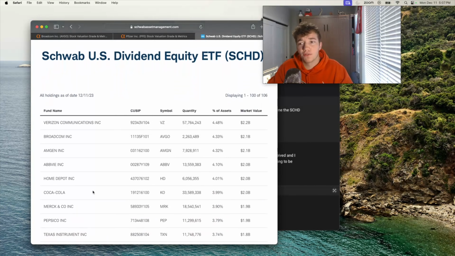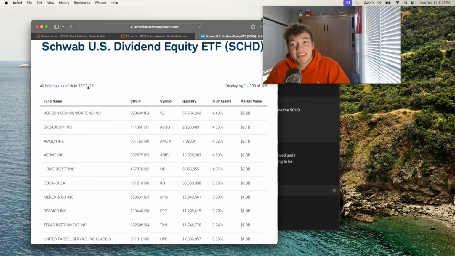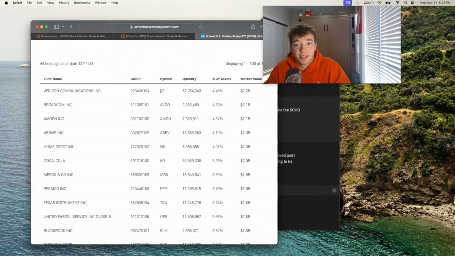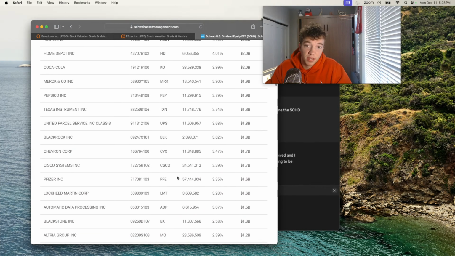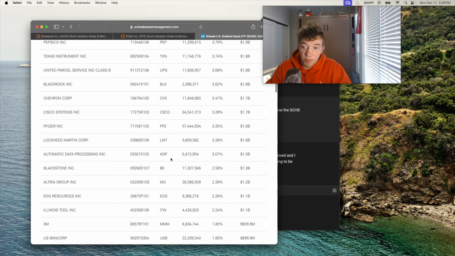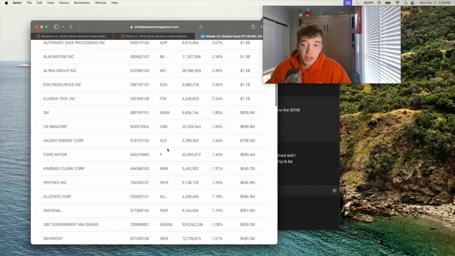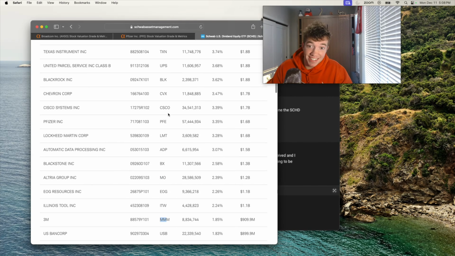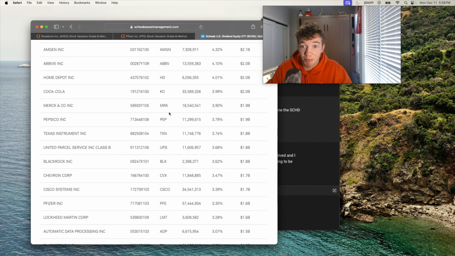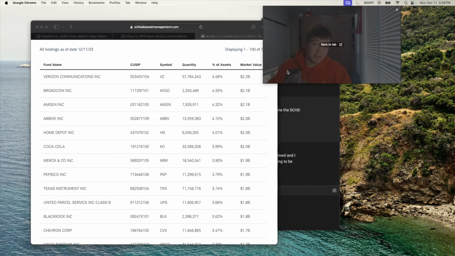So we go to all of Schwab's holdings, as of December 11th. Verizon's one of them, weighted at 4.5%. Broadcom, Amgen, AbbVie, Home Depot, Coke. Some of these are pretty quality. Some of these you probably haven't heard of. 3M. I mean, there's different risk with a lot of these companies on here, and some of those risks are priced in, and other companies might be trading at a relative premium.